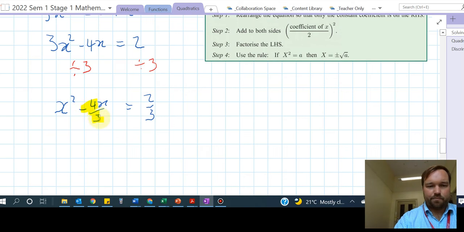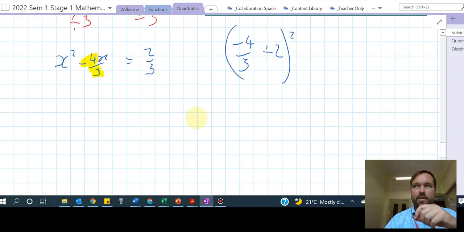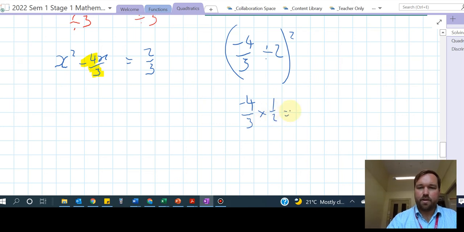Well, we take this term, minus 4 on 3, we halve it, so divide by 2, and square it. Now this you need to know how to do without using your calculator, so treat this as an opportunity to practice fractions. Minus 4 on 3 divided by 2 is the same as multiplying it by a half, so it's minus 4 on 6, or you probably prefer to write it as minus 2 on 3. Bearing in mind that the whole thing is still being squared, so the whole thing is really 4 on 9.